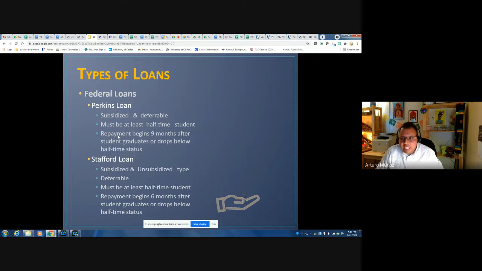So again, the subsidized loan does not start gaining interest until you graduate. The unsubsidized starts once you use the money, if you accept the money. But these are the two federal loans that are offered in your student aid. Questions on these two loans?